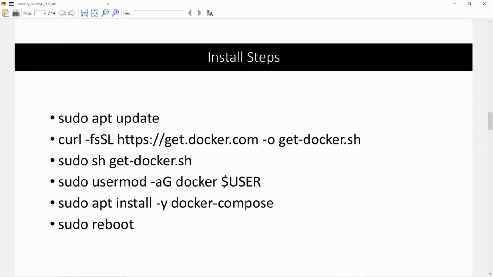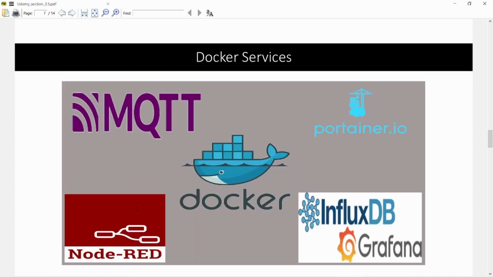These are the commands, the step-by-step commands you need to do to get Docker to run on the Raspberry Pi. So you would do a sudo apt update to get the latest, get a shell script from get.docker.com, run the shell script, which basically does all the hard work. You then have to set up permissions for the Docker user. You have to get the Docker Compose, which is a Python tool, and then do a reboot. And then when you get back, you will have Docker installed.